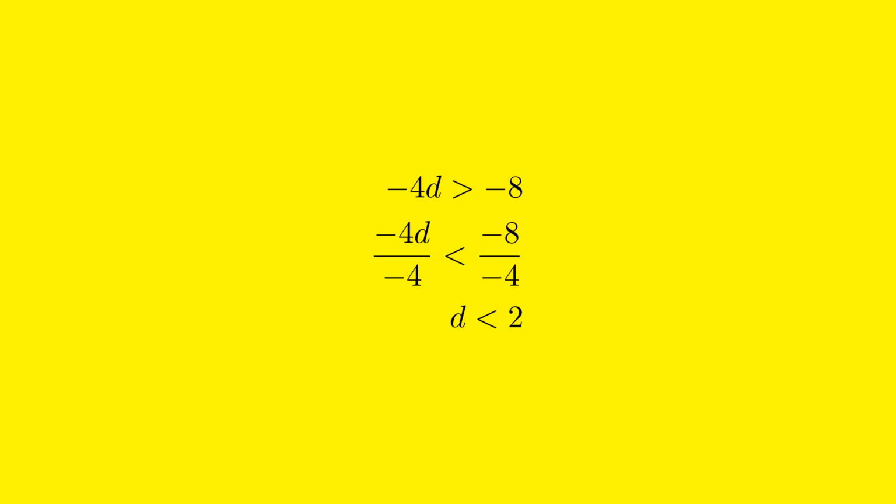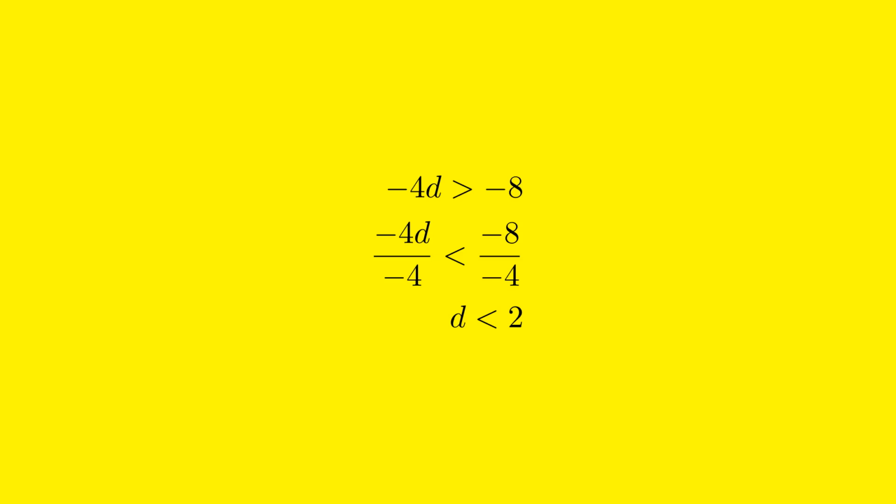On the left side, we have -4d divided by -4. On the right side, we have -8 divided by -4. When we divide -4d by -4, we get d. When we divide -8 by -4, we get 2. But don't forget to reverse the inequality sign. Since the original was greater than, it now becomes less than. So our inequality now reads d is less than 2. This is the solution in inequality notation.